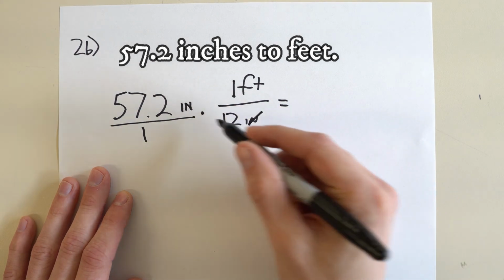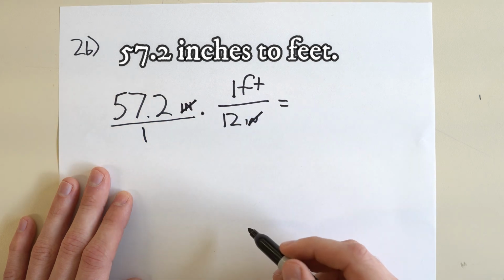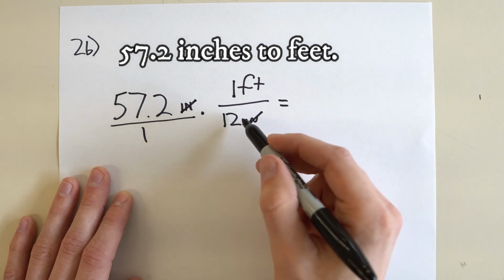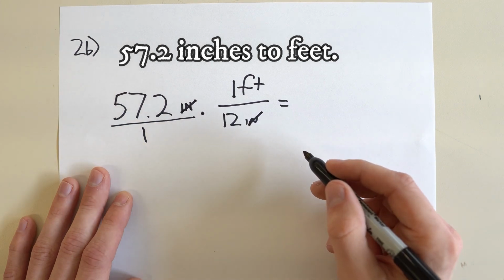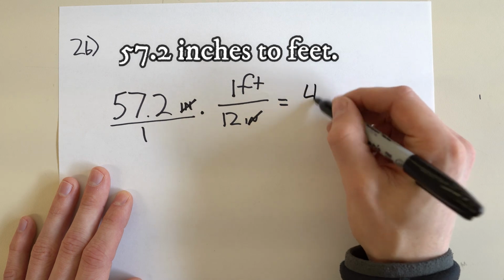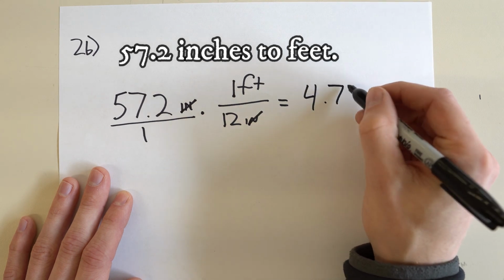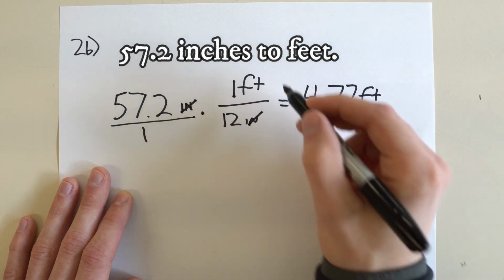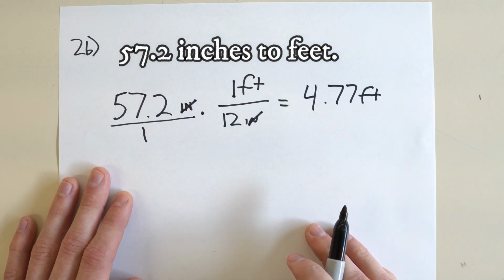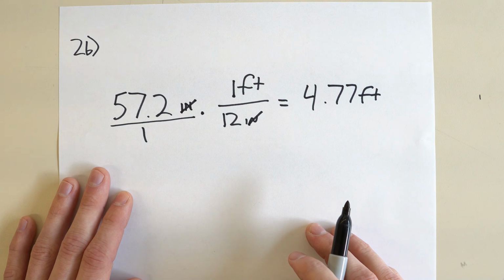Going forward, I cross out my like units, and then we're going to divide the 57.2 by 12, and after some conventional rounding, I am going to get 4.77 feet, because that is the only unit that is left. So that is 2B.